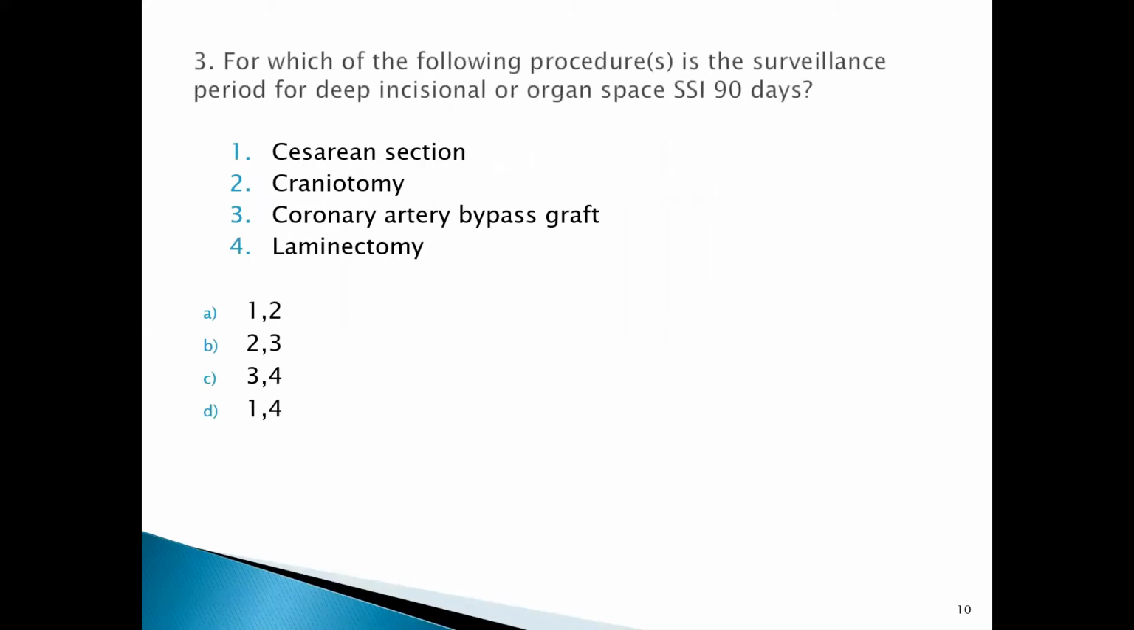For which of the following procedures is the surveillance period for deep incisional or organ space surgical site infection 90 days? 1, cesarean section. 2, craniotomy. 3, coronary artery bypass graft. 4, laminectomy. And you get to choose 2 of these. A is 1 and 2. B is 2 and 3. C is 3 and 4. And D is 1 and 4.